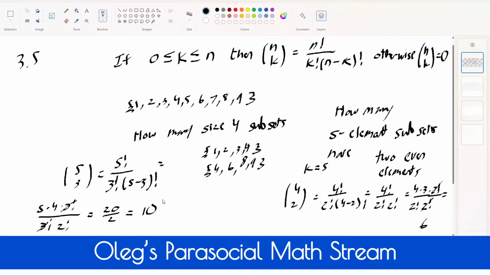Okay. And to do that, we're just going to multiply. So at this point, we know we have 6 different ways to do one thing and 10 different ways to do another thing. What's all the different ways we can do it? It's going to be 10 times 6, 60. All right. Yeah. There's 60 ways to get 5-element subsets that have 2 even elements of our set that we have here, right here.